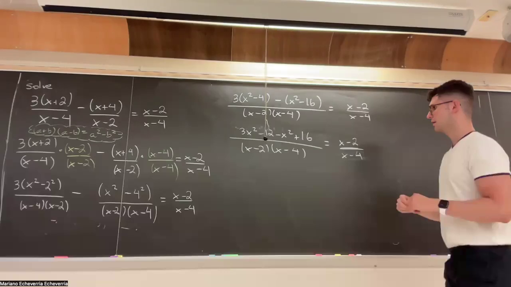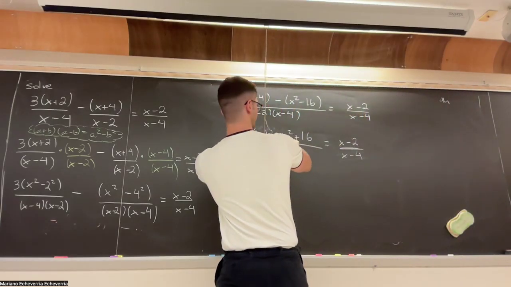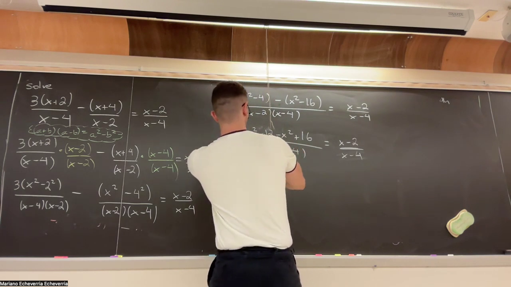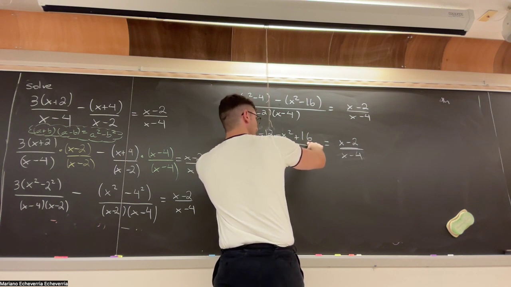And then before, okay, so here it looks a little bit messy. So let me combine: this with this gives you 2x squared. And the minus 12 with the 16, that is plus 4.